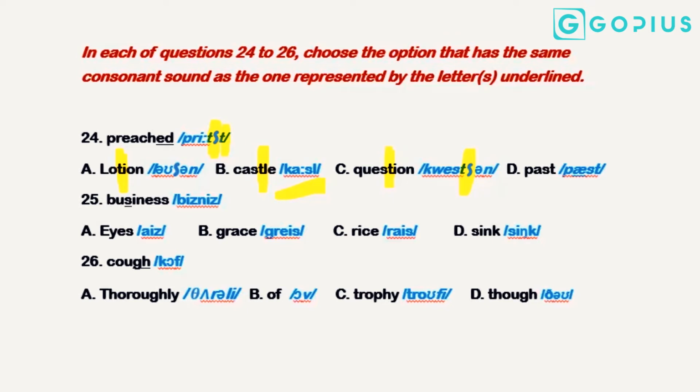So for the last option, we can see here past, past. So this is where we have our T sound, and voila, we have found our answer. This is the answer to the question, because this is the only word that has in its pronunciation, in its transcription, the sound t as present in the ed past tense marker of preached, past. That's the only word that has it.